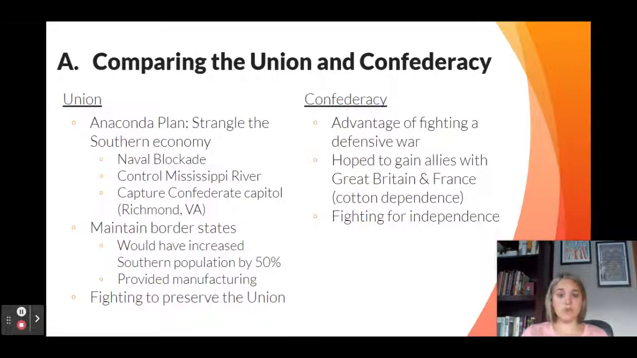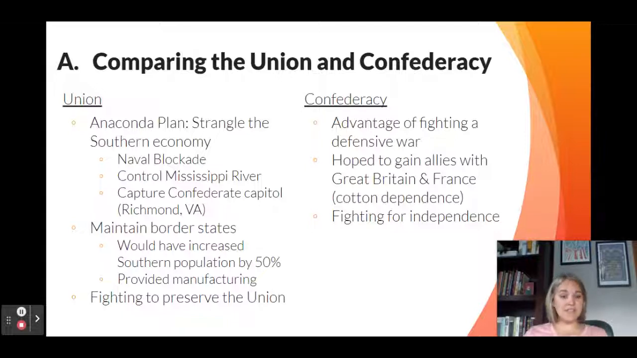They also wanted to control the Mississippi River. By controlling the Mississippi River, it would essentially divide the South in two, and the states west of the Mississippi River would not be able to really participate and support the Confederacy, and then also capturing the Confederate capital of Richmond. They want to maintain the border states. If the border states had seceded, it would have increased the Southern population by 50% and also provided significantly more manufacturing for the region. And they were fighting to preserve the Union.